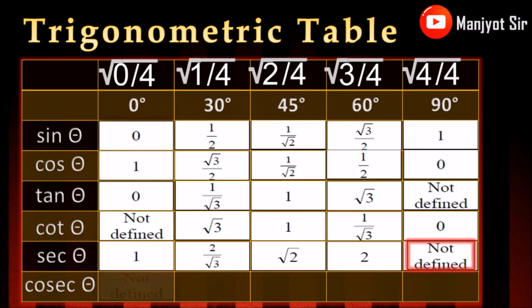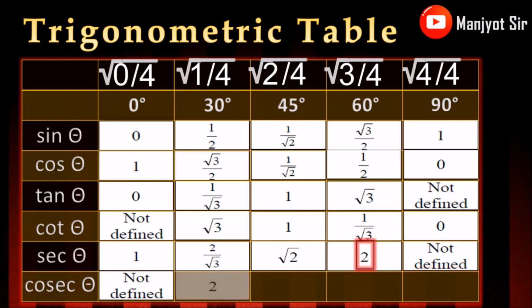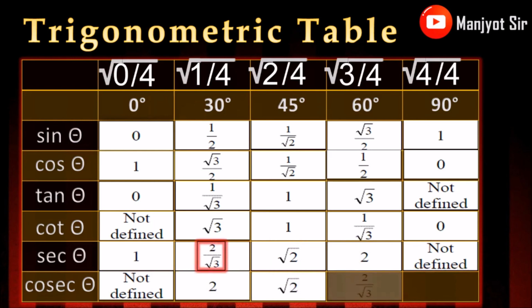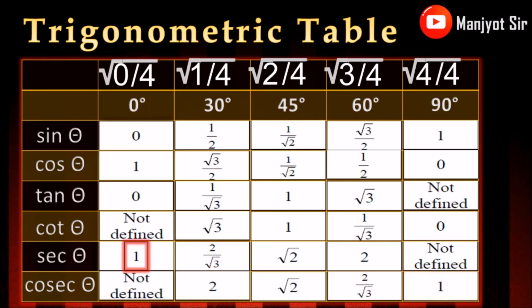So cosec 0 will be not defined. Cosec 30 will be 2. Cosec 45 will be root 2. Cosec 60 will be 2 upon root 3. And lastly, cosec 90 will be 1. So I guess everyone is clear till here. We have filled the entire table.